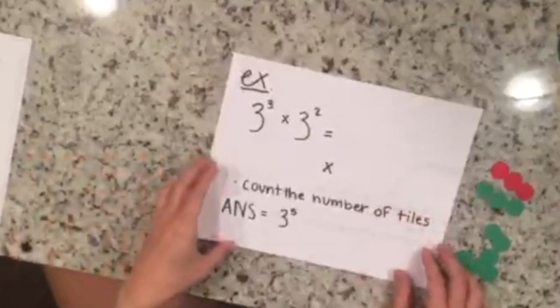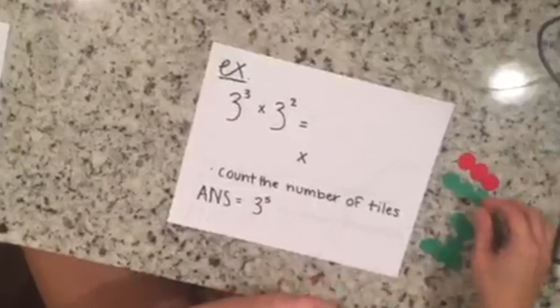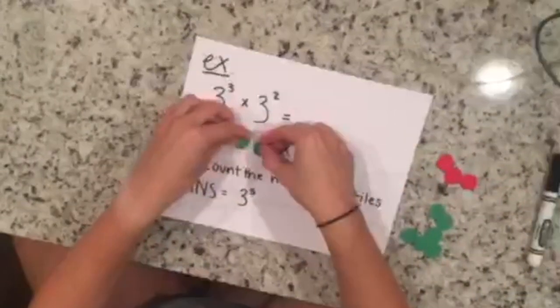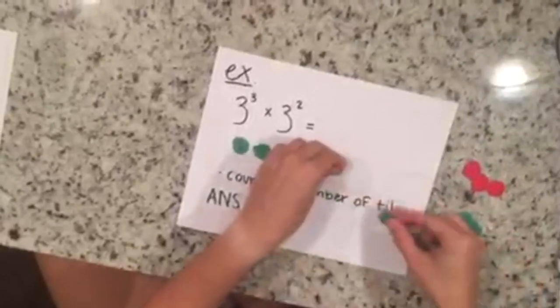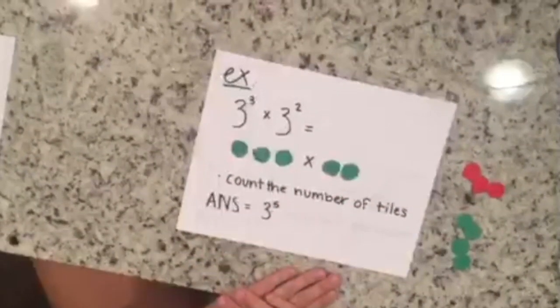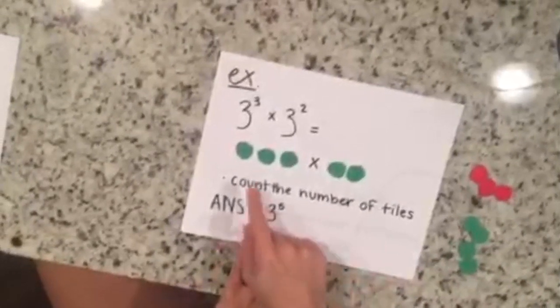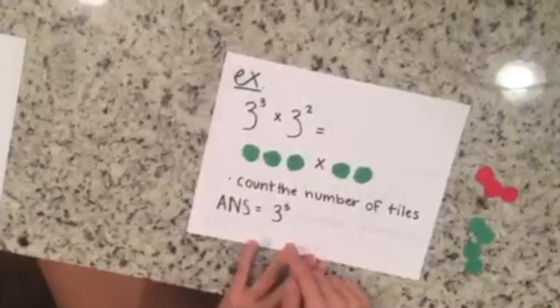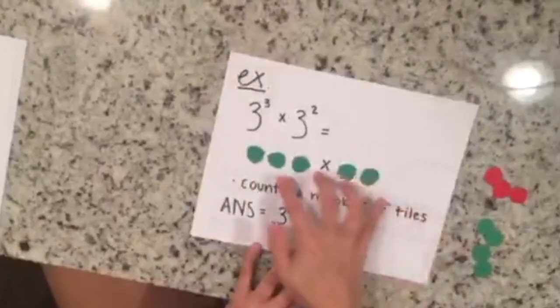So here we have some examples. So the first one we're going to do is 3 cubed times 3 squared. So we know 3 cubed can be represented by 3 green tiles, and then we know that 3 squared can also be represented by 2 green tiles. Now all we have to do to find our final answer is to count all of these tiles together. So we have 1, 2, 3, 4, 5. So that gives us that our answer has the base of 3, but 5 is the exponent because we're left with 5 tiles.